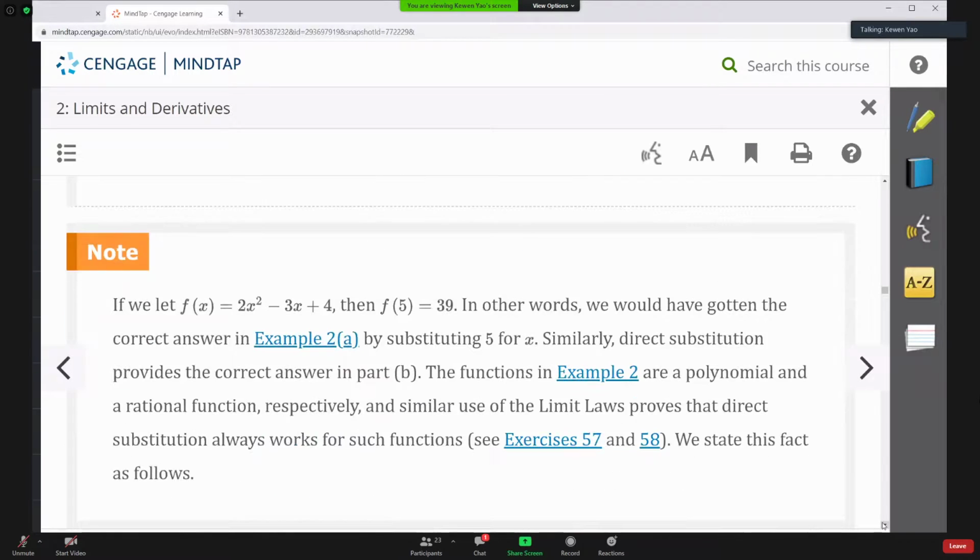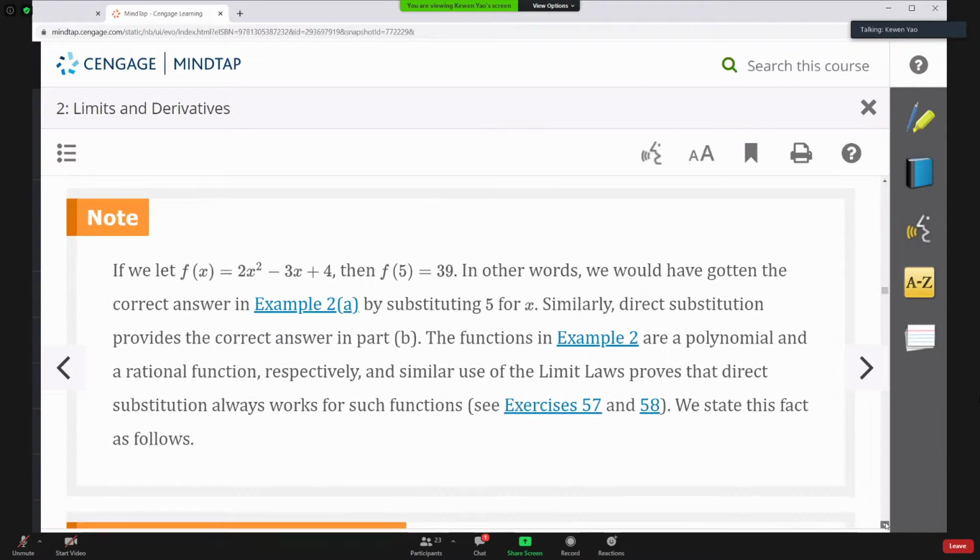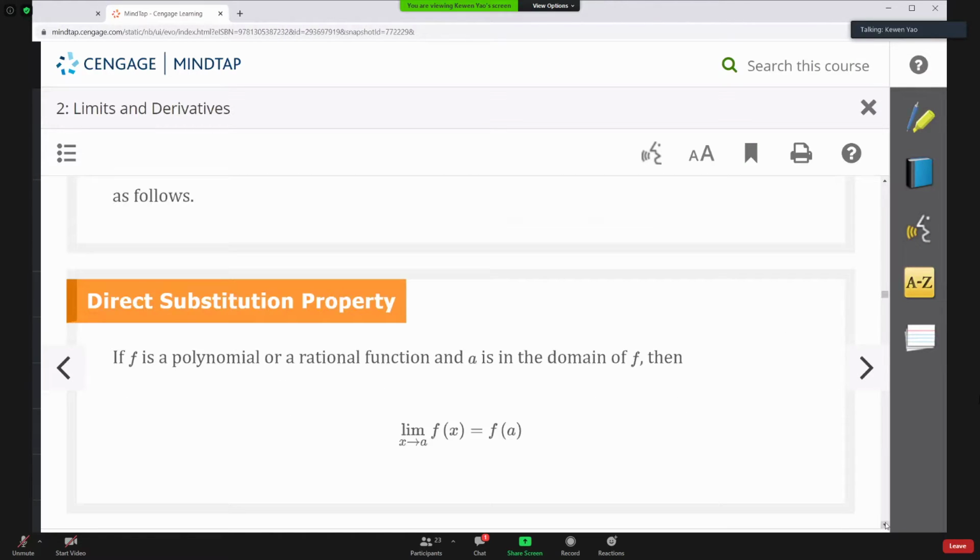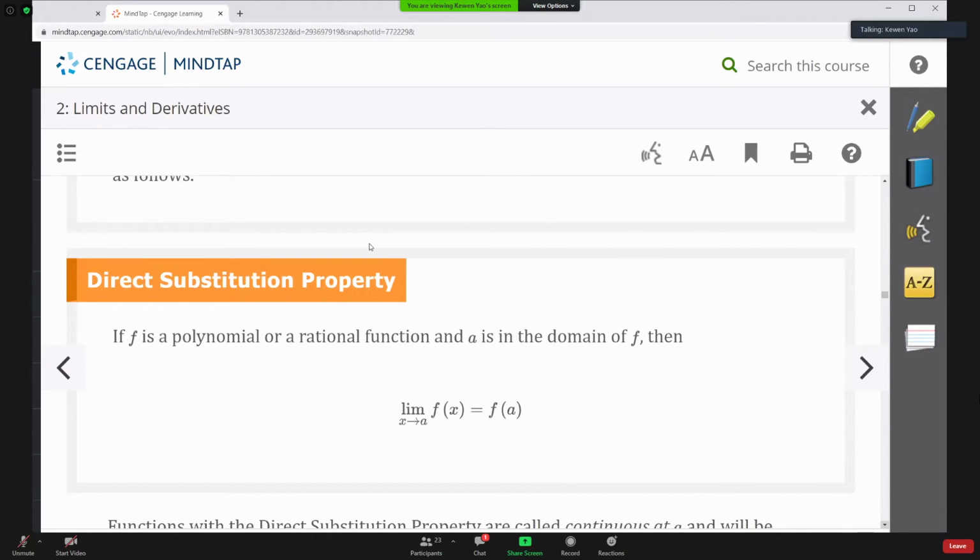Okay, so this is a note. If we let this be f, then f(5). In other words, we would have gotten the correct answer in number 2A by substituting 5 for x. So this is the so-called direct substitution property. Let's look at this. This is very nice, so please pay attention to this.